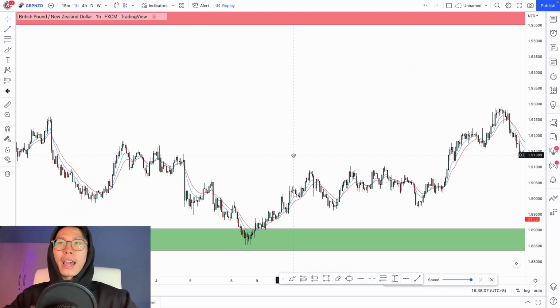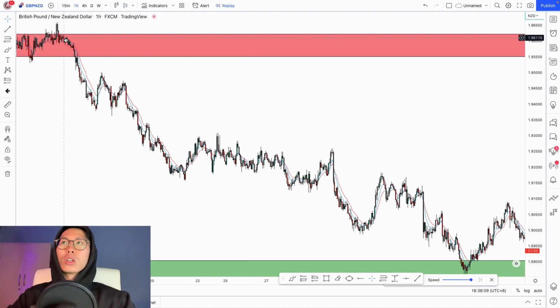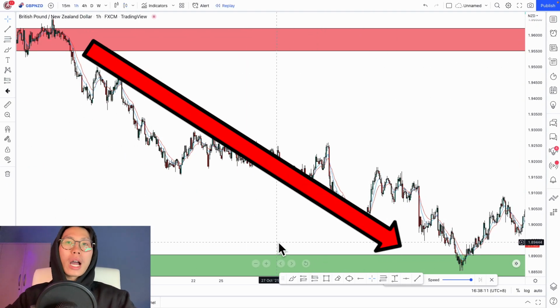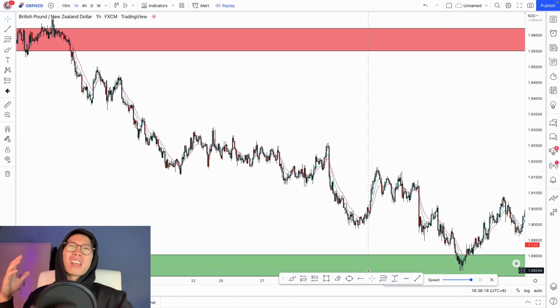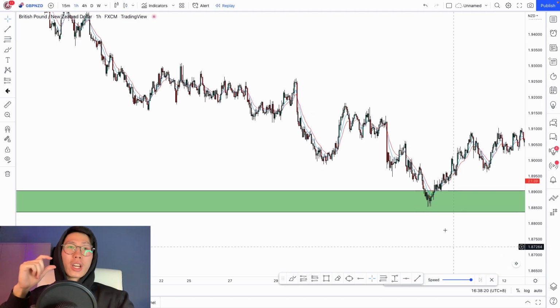Okay, here's another example. You can see that price has just been going down, but it's approaching our very strong demand area, our very strong support level, which means that there is a very low chance that price is actually going to break past it.